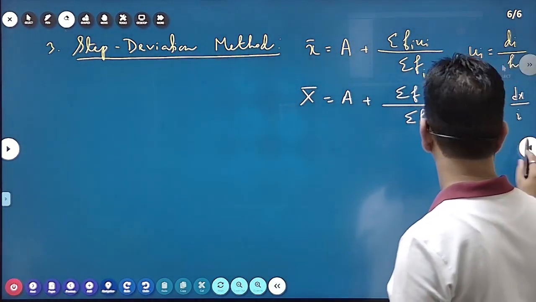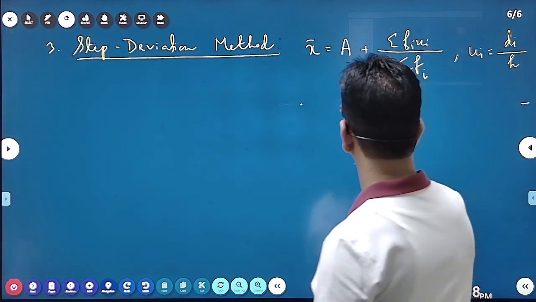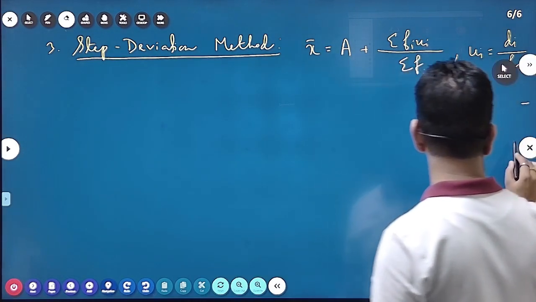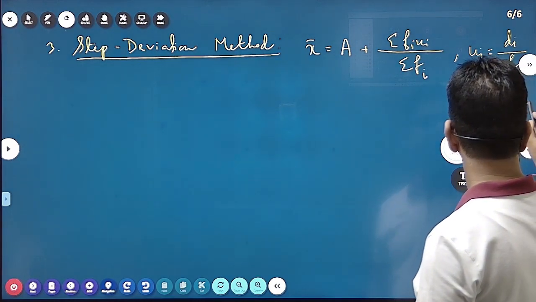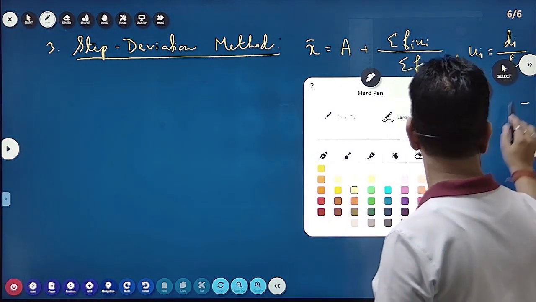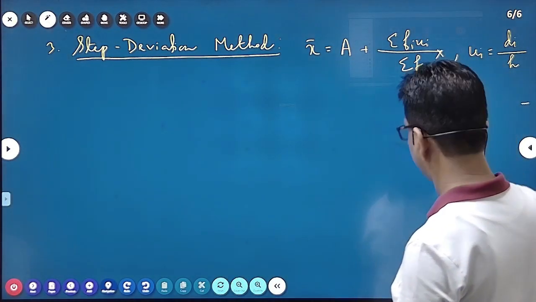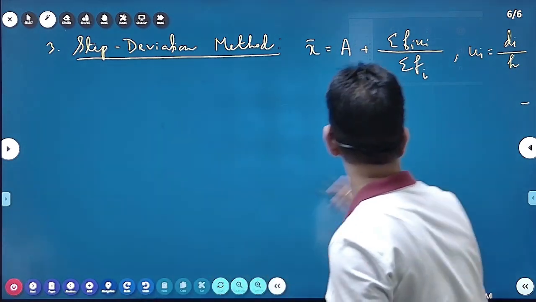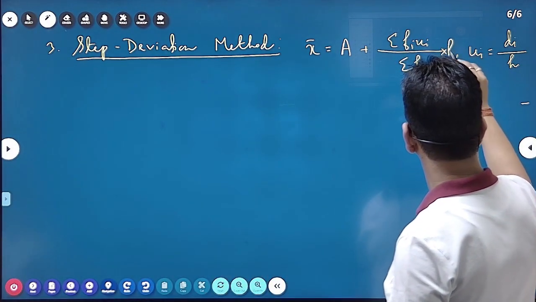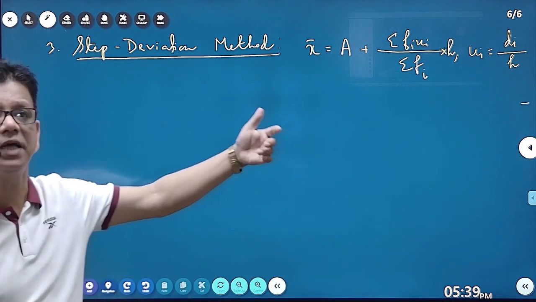Let me erase the first one first of all. One thing is skipped out, that is the height, whichever is there to be taken, to multiply. So here I skipped that. Whatever we get in this product is to be multiplied by the height, or in the second formula it is h.